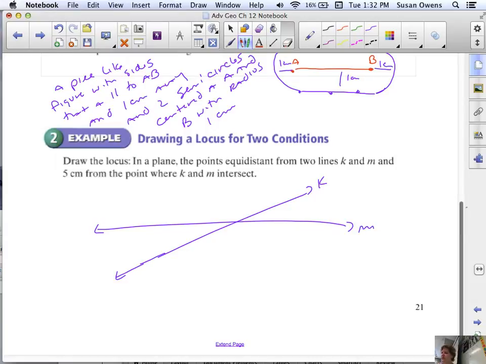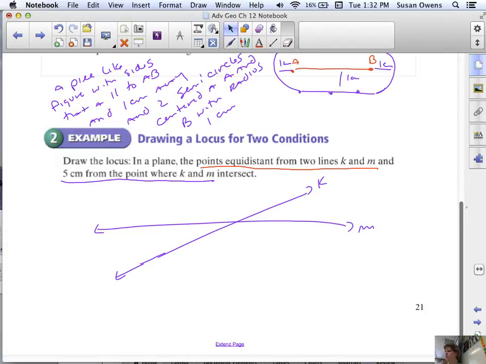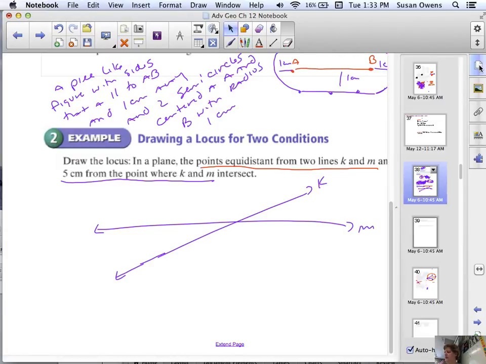The easiest thing to do with this is to take the 2 parts of the locus, equidistant from 2 lines K and M, and the second part, which is 5 centimeters, and draw each of those, and then you're going to take whatever conditions meet both of them, so you're going to have a little overlap. Okay, so we'll finish this one in class, but at least get an idea of what you think it's going to be.